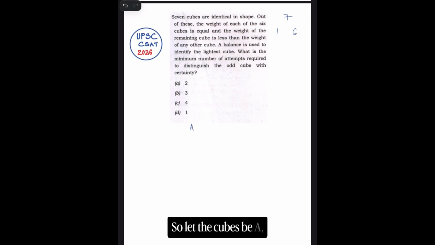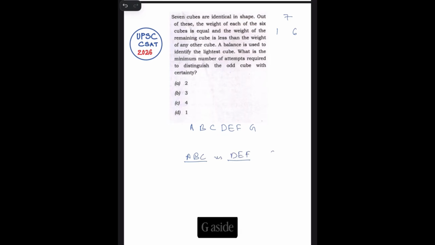So let the cubes be A, B, C, D, E, F and G. First we'll weigh 3 cubes against the next 3 cubes. So let us weigh A, B, C versus D, E, F and let's keep G aside. Now if both sides balance, then all 6 cubes are equal. So the remaining cube G will be the lightest.